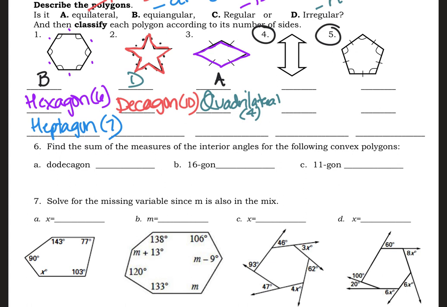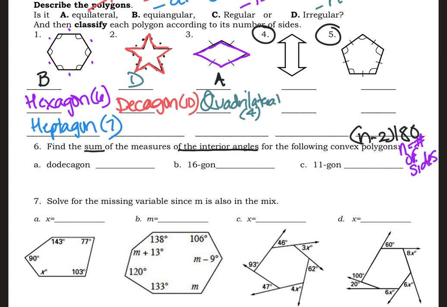All right, for number 6, this is find the sum of the measures of the interior angles of the following convex polygons. All right, when you see this, sum of the interior angles, that means we are using this formula, n minus 2 times 180. And what does the n stand for? Who remembers what the n stands for? N stands for the number of sides. Good.